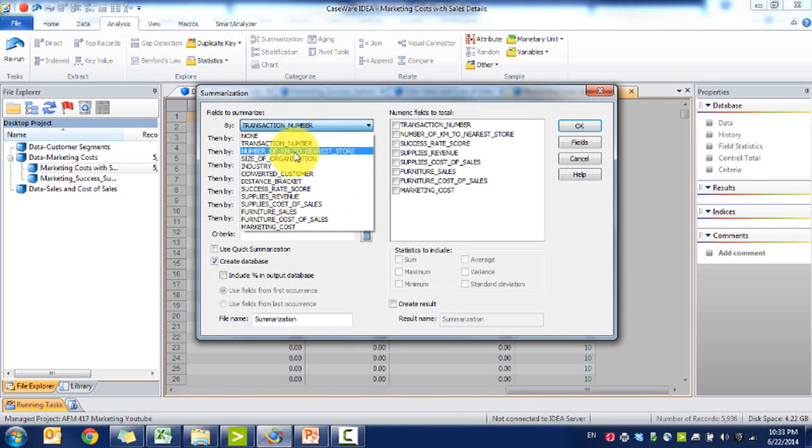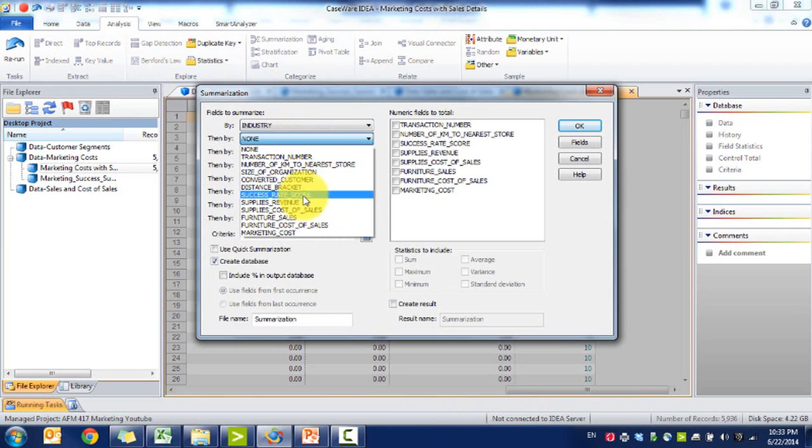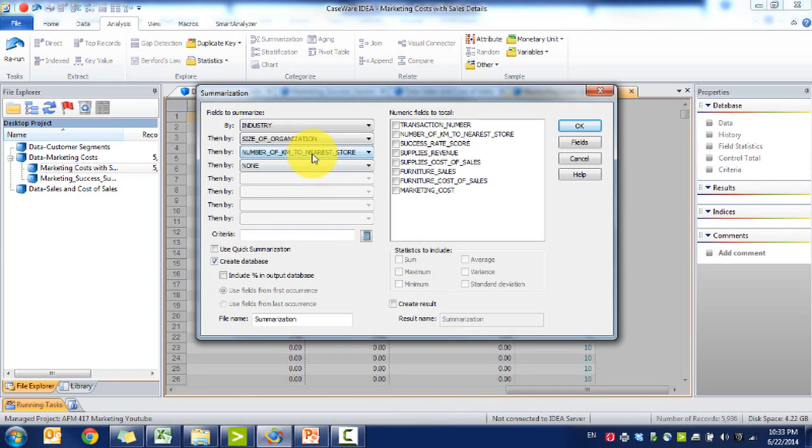And now we're going to summarize. We're going to summarize based off the same criteria: industry, size of organization, and distance bracket. In theory, we could summarize this all, but let's go supply revenue, cost sales, marketing costs. There you go. And now we can say marketing costs with sales details. Sorry, this name might be too long, but we'll take a look.